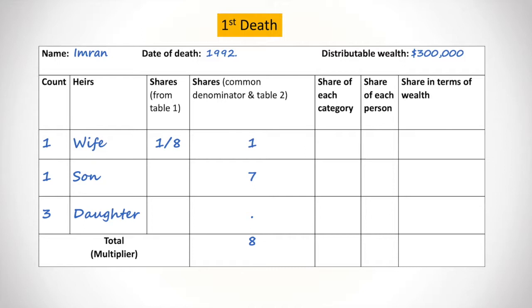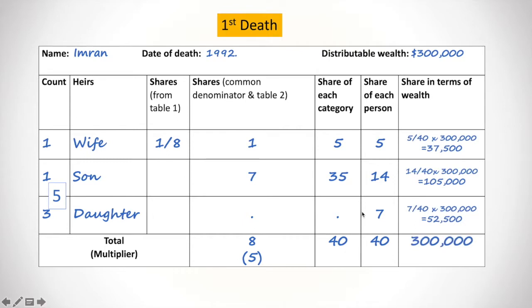There is one son and 3 daughters. So by doing the male 2:1, 1 multiplied by 2 plus 3, this will be 5, so a total of 5 shares. We use 5 as a multiplier and multiply the whole column by 5, and we get 5, 35, and 40. For the share of each person, the wife will get 5. This 35 will be divided into 5 parts, and the value of each part will be 7. So the son will get 2 parts, which is 14, and each daughter will get 7. We then calculate the actual share, and we get these answers. So this is how we have distributed Imran's wealth.